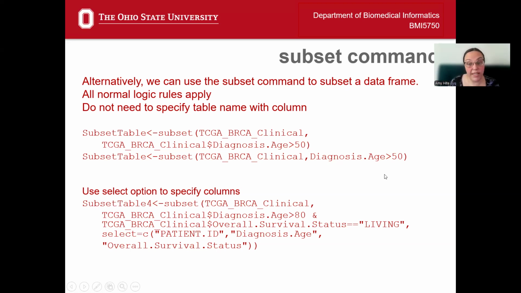We can make really complicated logic statements. So in this last subset function, we're pulling from our table. We want diagnosis age to be greater than 80 and the overall survival status to be living, and pull out from our table, get columns patient ID, diagnosis age, and overall survival status. So those will be the only 3 columns that we keep. And that gets saved into subset table 4 because we want a smaller subset of our data to do some sort of analysis with.